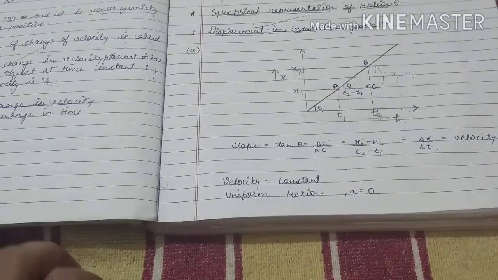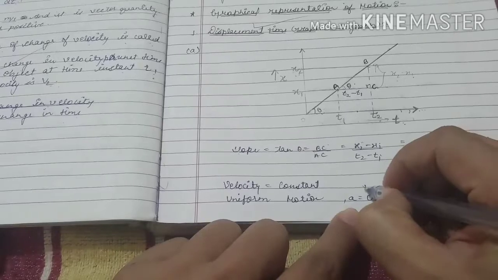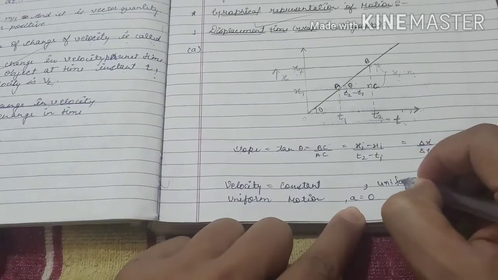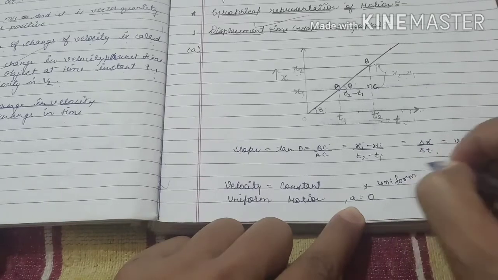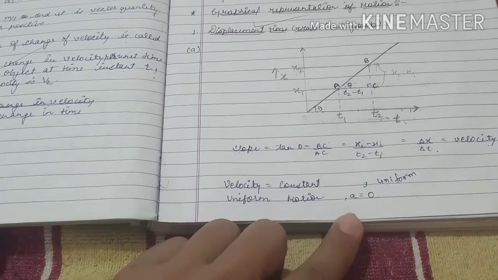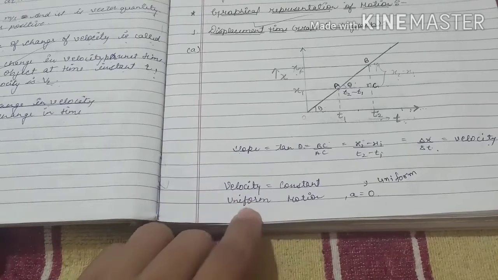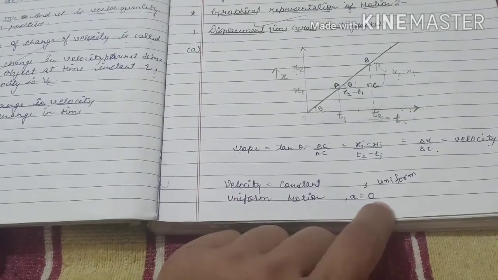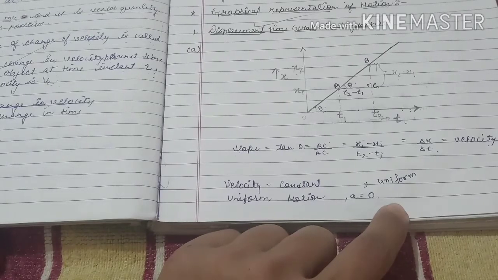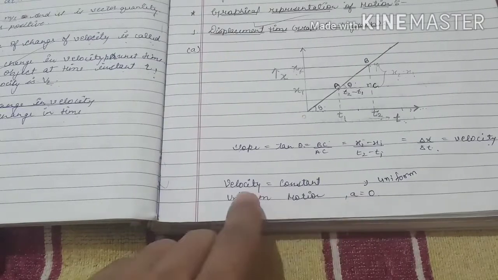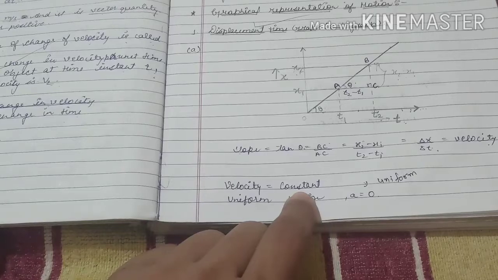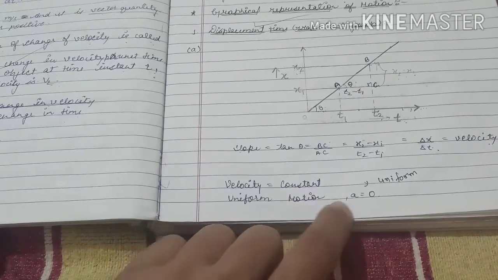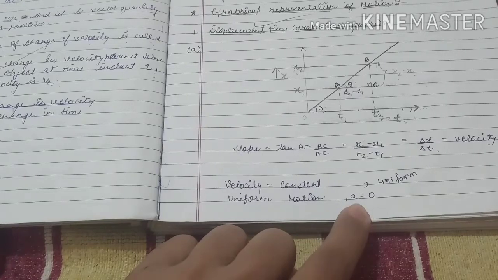And if we have a constant velocity, then this type of motion is known as a uniform motion. Okay, uniform motion. And in this uniform motion, acceleration A must be 0. There is no acceleration. Okay, if the velocity in any motion is constant, then it is known as uniform motion, and acceleration of uniform motion is 0.